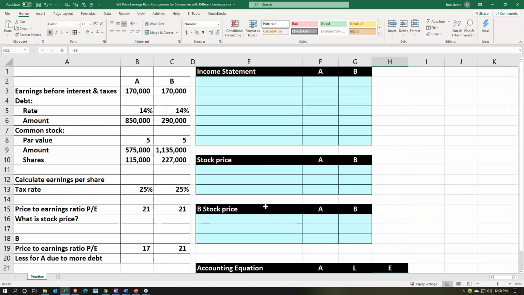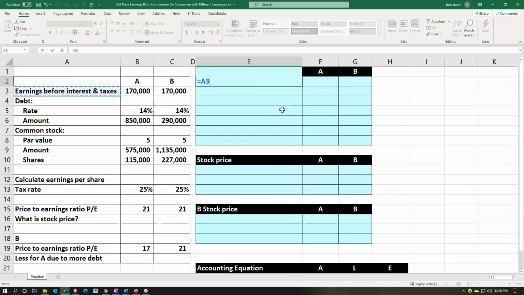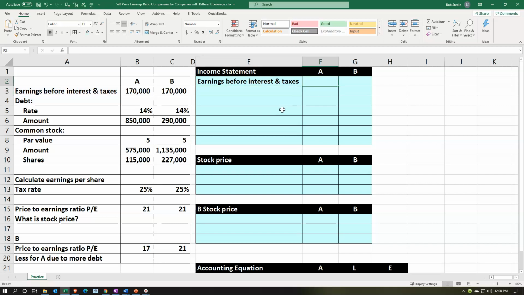So we're going to start off with our partial income statement. They're giving us the earnings before interest and taxes, so we're going to start there. That's basically the bottom line of the income statement before we calculate the interest and taxes. We're then going to be picking up the 170,000 for both A and B. They're the same at that point on the income statement.